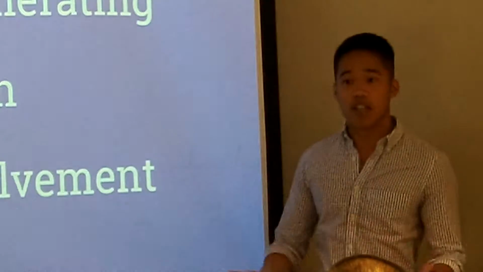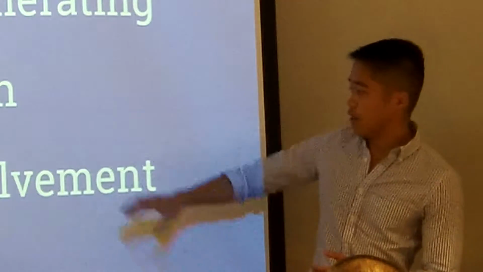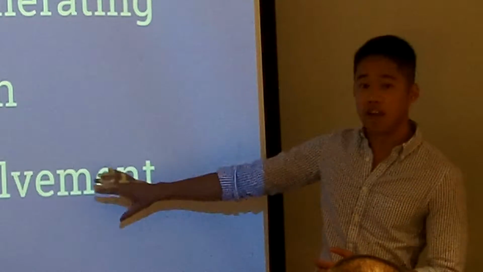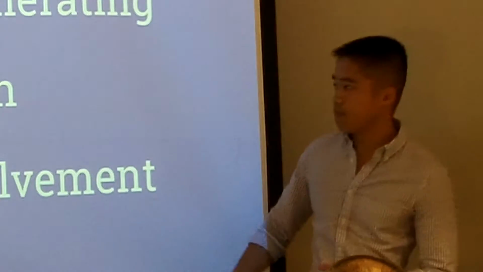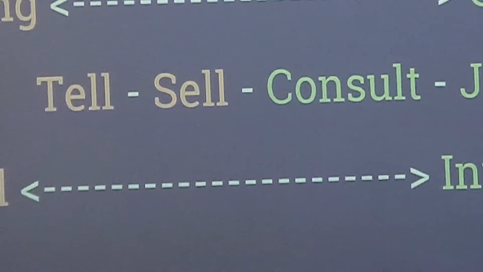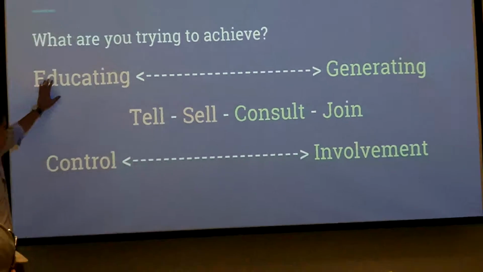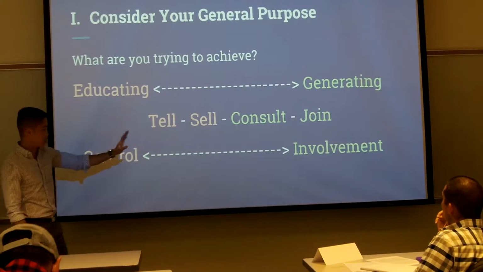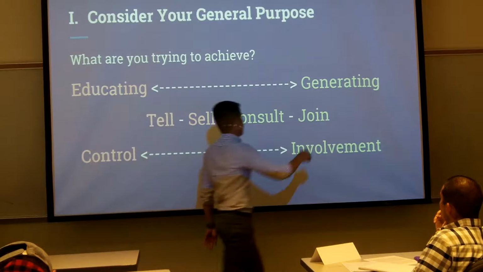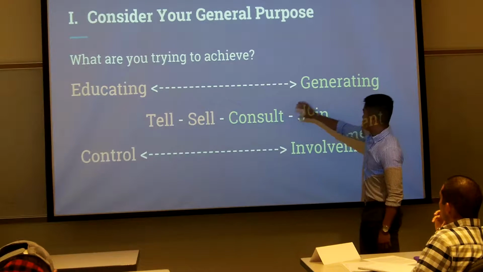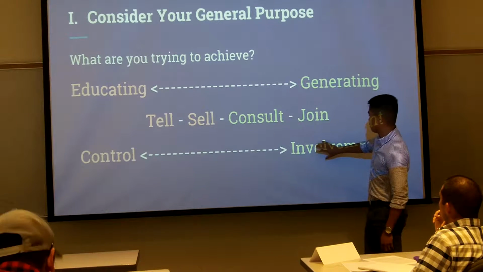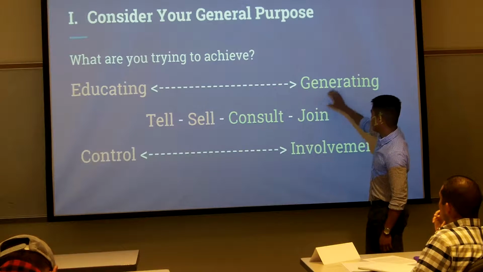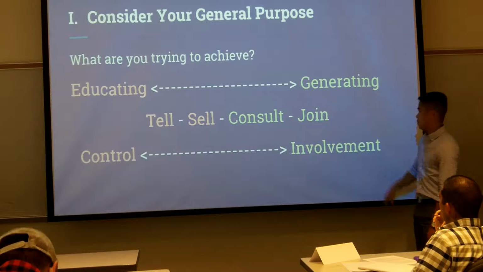You're trying to use your audience to help generate ideas. And when you're generating ideas, you need a lot of audience involvement, right? So as you can see, tell has the highest levels of educating and control, and sell has medium levels of educating and control. Imagine the whole thing as a spectrum, right? Consulting has medium levels of generating and medium levels of involvement, and join has high levels of generating and high levels of involvement.